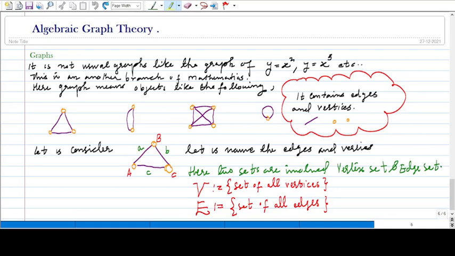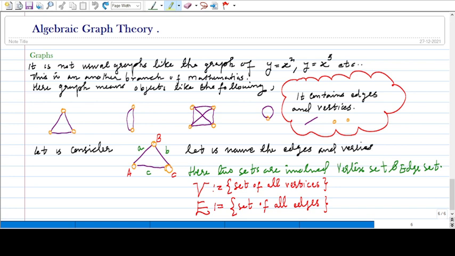Hello everyone. So in this lecture we are going to concentrate on algebraic graph theory. Basically this is the first lecture. In this lecture what we are going to see is the definition of a graph.